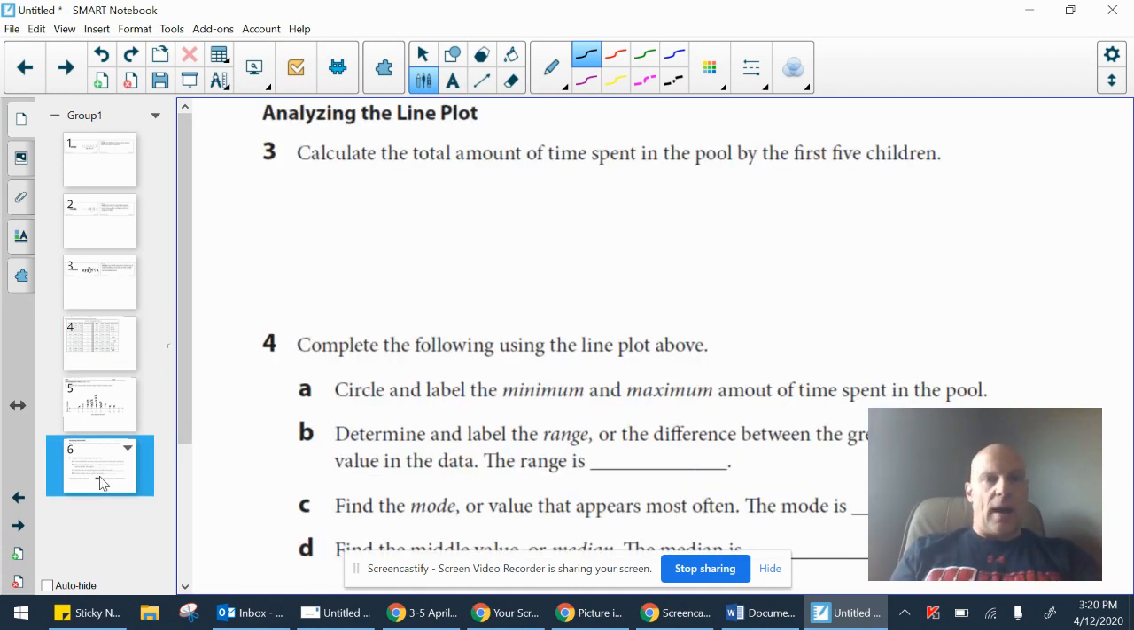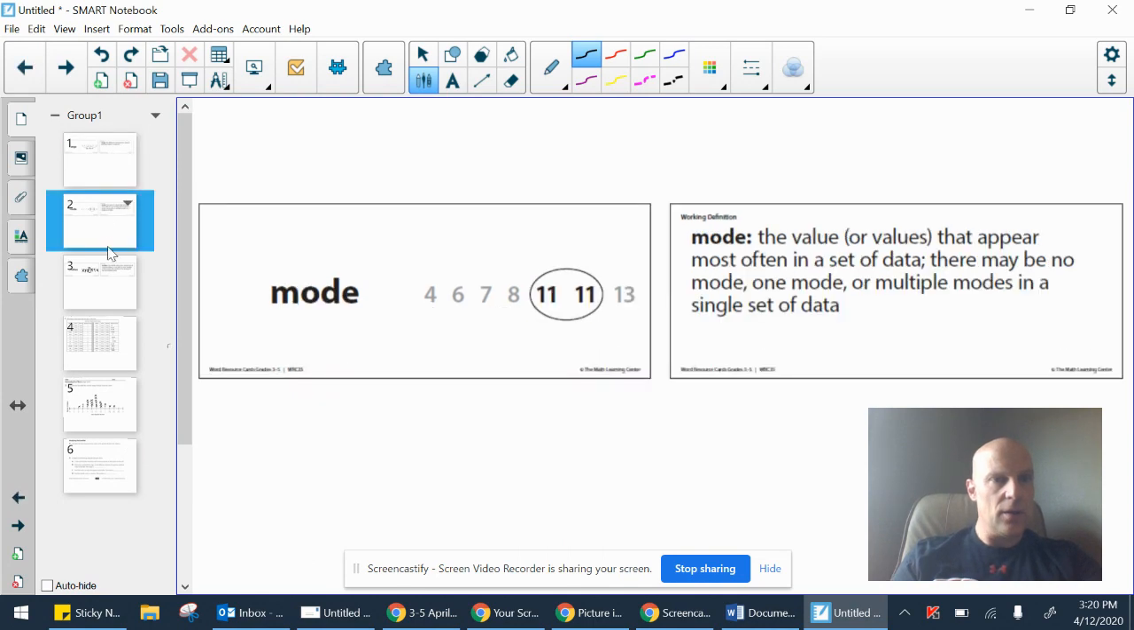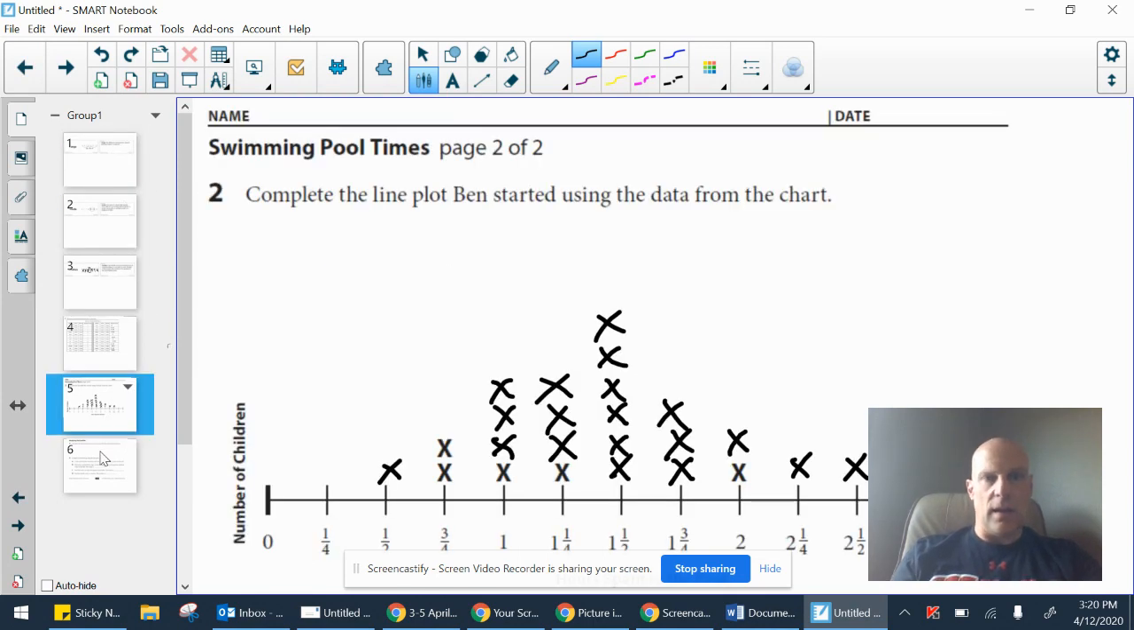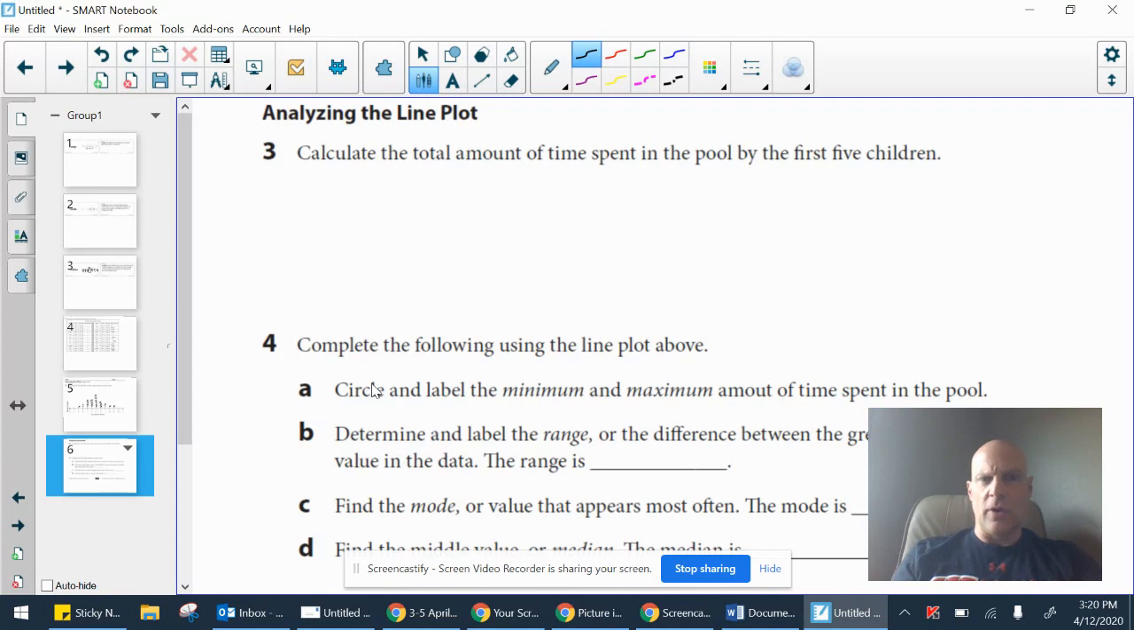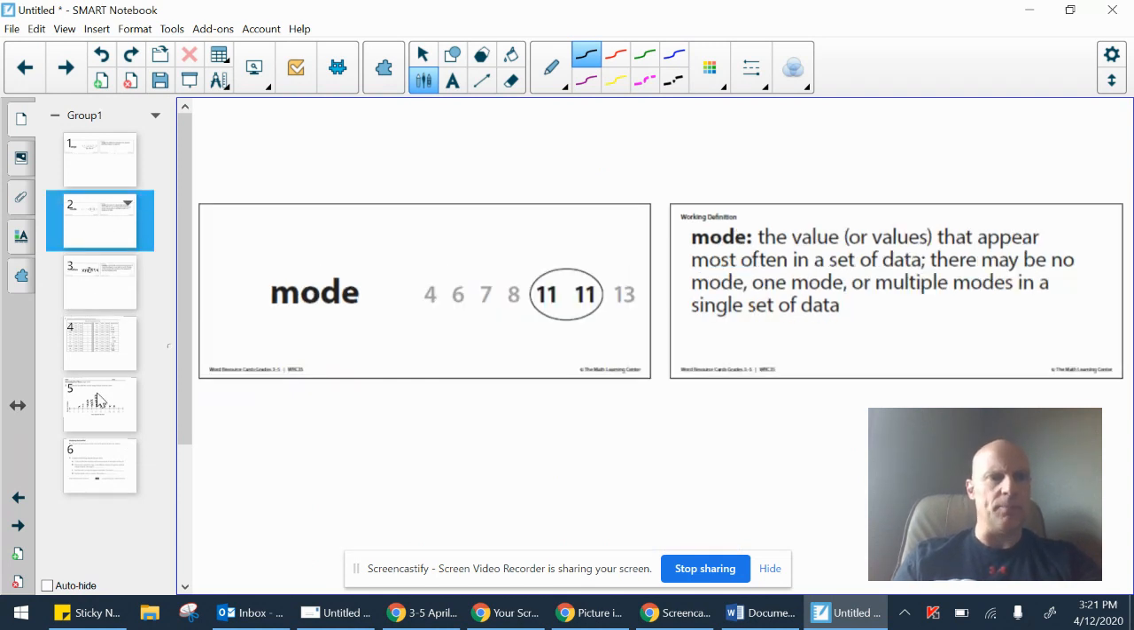Our first job here, continuing on page number 237, is to calculate the total amount of time spent in the pool by the first 5 children. To be successful on here, we're going to need to use some of this vocabulary and answer these questions correctly. You're going to have 1 or 2 pages that your teacher will assign to you that will look like this, and will be asking you to find some of the same information, like the median and the range and so on.